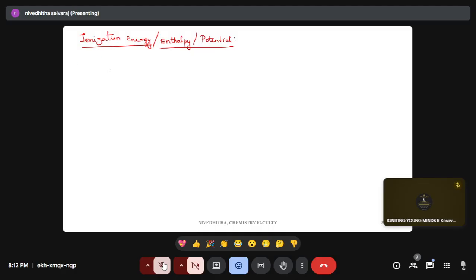See, let us say A is an isolated gaseous atom. I want to remove a valence electron from it. I have to remove the electron from its valence shell. See, this is the nucleus, this is the first shell and this is the second shell. Let us say this is the valence electron.